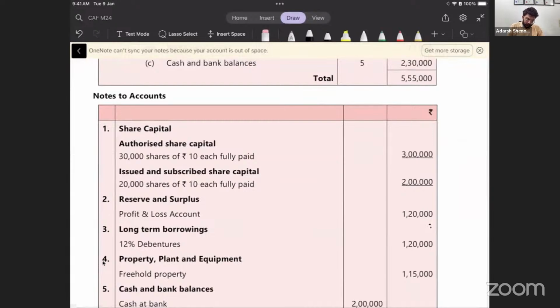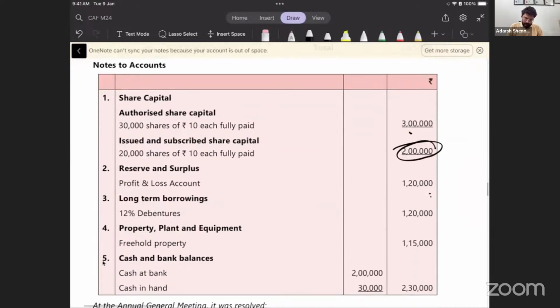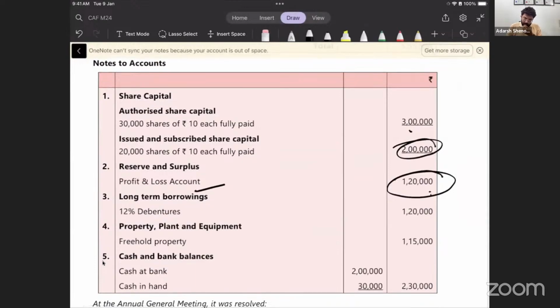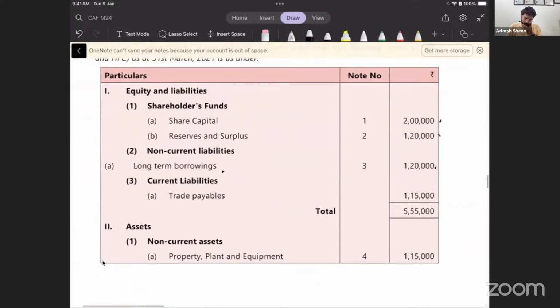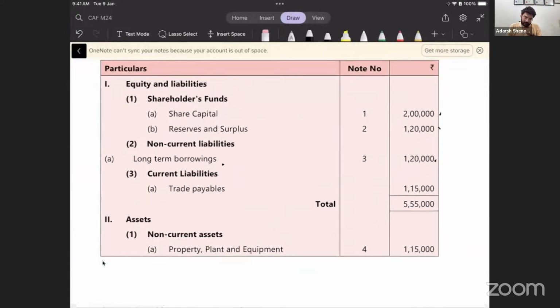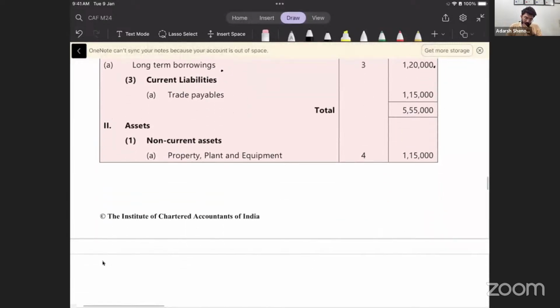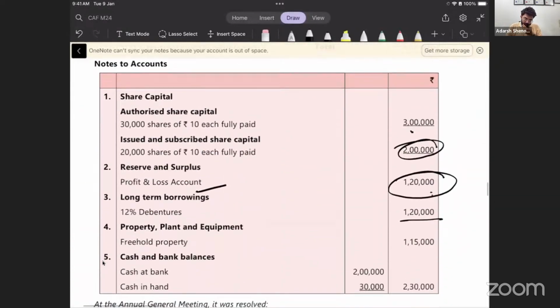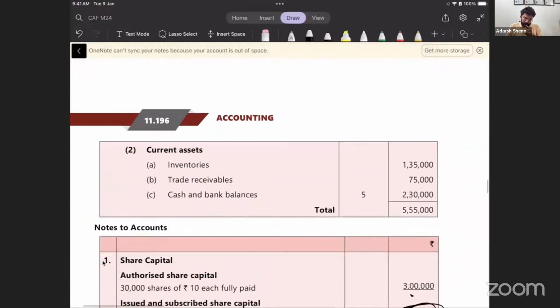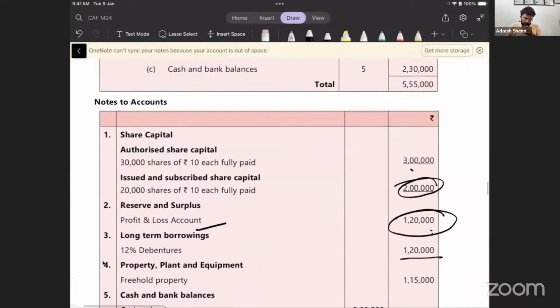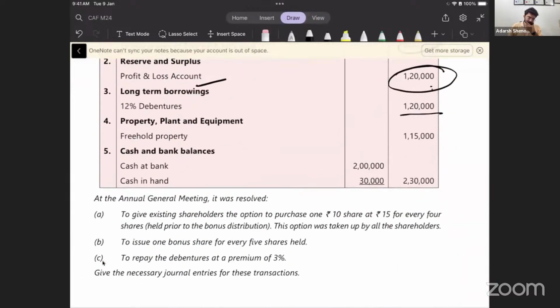So share capital, we have authorized capital, issued and subscribed capital is 2 lakhs. Reserves and surplus is 1,20,000, which is fully P&L account. Long-term borrowings, 12% debentures, 1,20,000. Current liabilities, trade payables. Non-current assets, property, plant and equipment, freehold property 1,15,000. Then we have current assets, inventory, stock, trade receivables, cash and bank balances 2,30,000. Cash at bank, cash in hand is given.